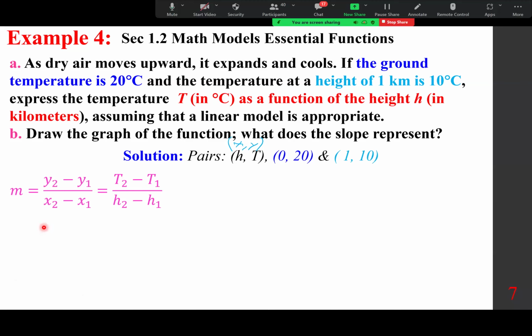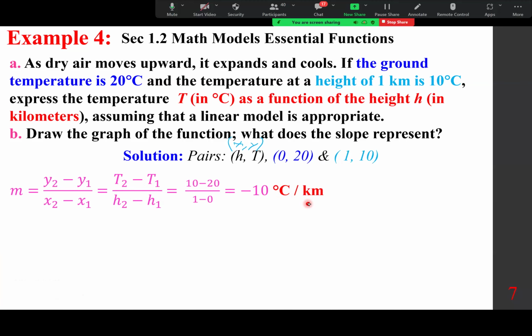So 10 minus 20 over the numerator, 1 minus 0, the denominator, negative 10 degrees Celsius per kilometer. How do you come up with the units? Units of the numerator, degrees of Celsius, over the units of the denominator, kilometer. So the units work in the same manner.